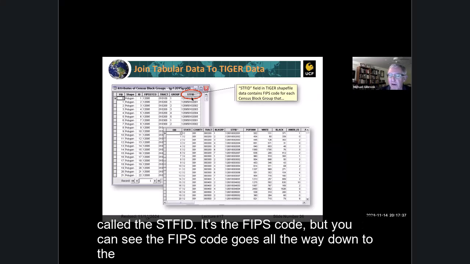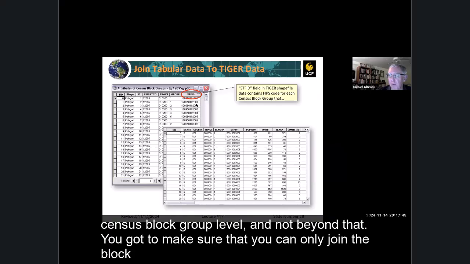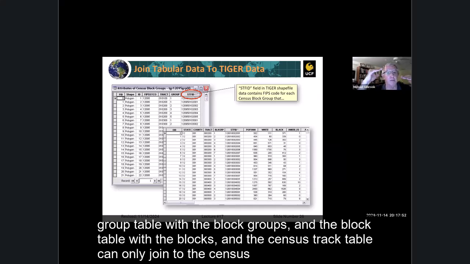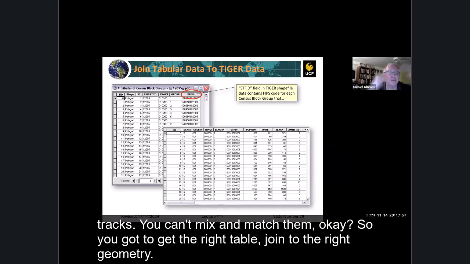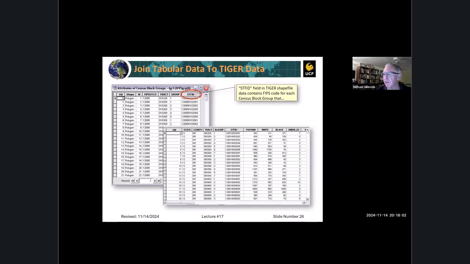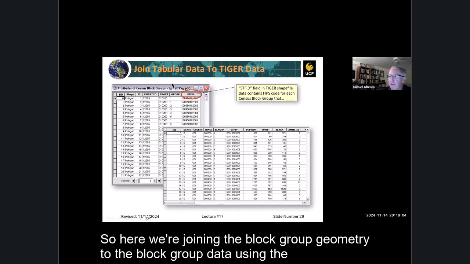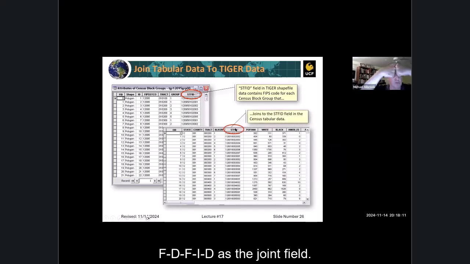In this case, it's called the STF ID. It's that FIPS code. But you can see the FIPS code goes all the way down to the census block group level and not beyond that. You got to make sure that you can only join the block group table with the block groups and the block table with the blocks. And the census tract table can only join to the census tracts. You can't mix and match them, okay? So you got to get the right table joined to the right geometry. So here we're joining the block group geometry to the block group data using the STF ID as the join field.